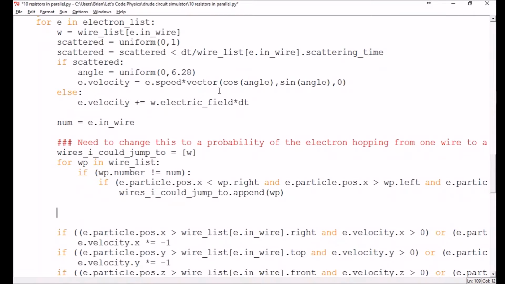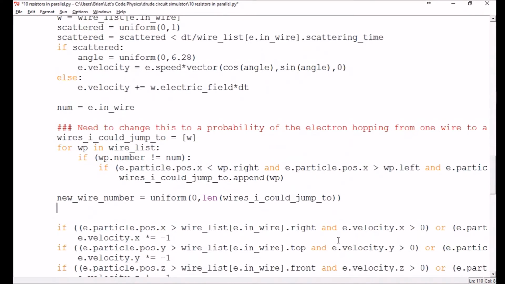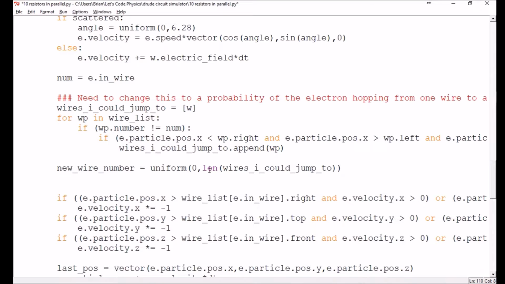Let's say wire, actually let's call it new wire number equals, let's make it a uniform, and I think the easiest way to do this is going to be to go from 0 to the length of wires I could jump to. I guess I should call that wires to which I should jump, but I've already written it a couple times. So let's say that there are 3 wires that it could jump to. This is going to pick a random number between 0 and 3.